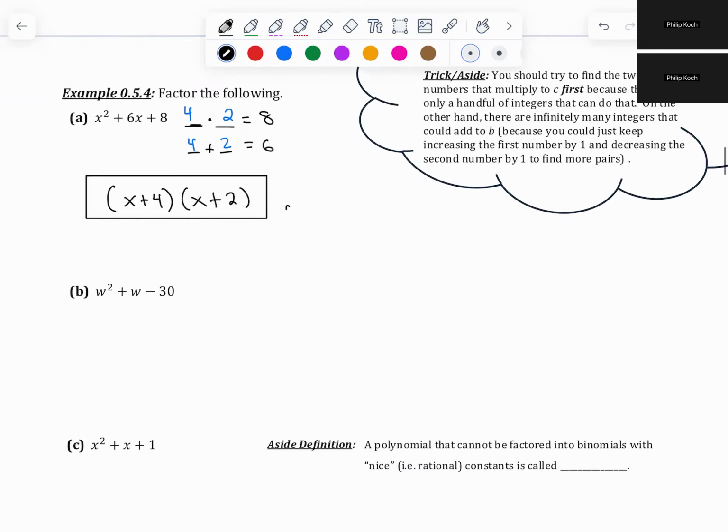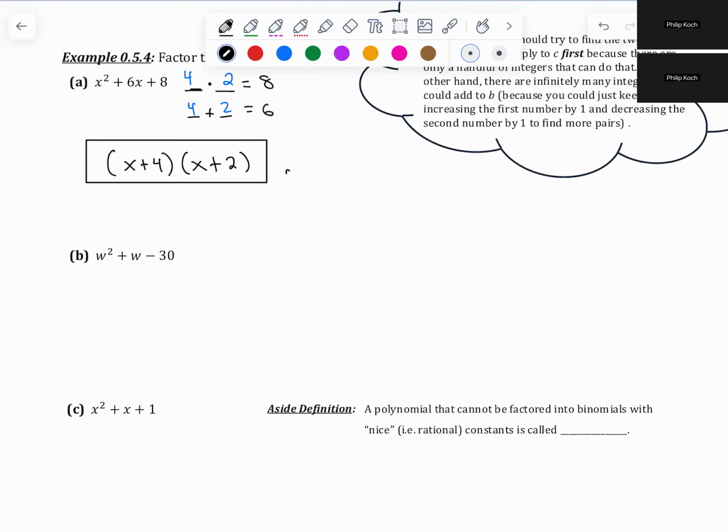We'll see it again here in this one. So w squared plus w minus 1. So we want two numbers that multiply to -30, and the same two numbers need to add to +1. Take a second to figure it out.